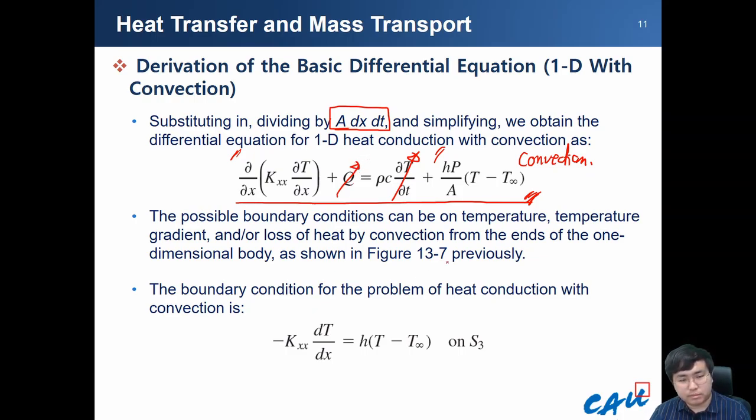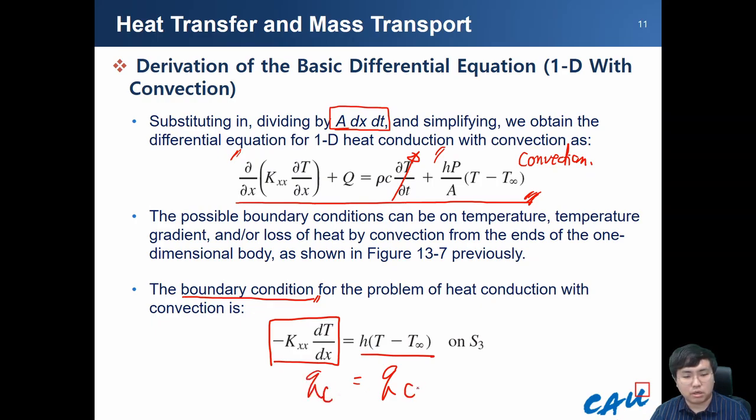Let's think about another type of boundary condition. Actually, this convection is a heat flux. In the conduction problem, we consider the conduction heat flux, and the convection is also a heat flux. These must be the same at the specific boundary. If we have a solid structure in this part, this is a convection.